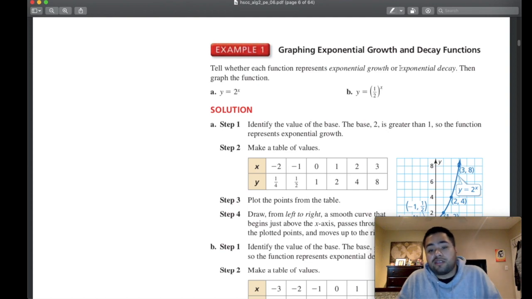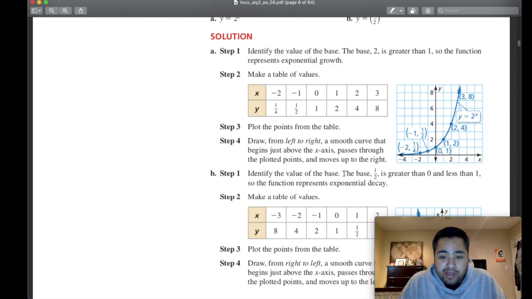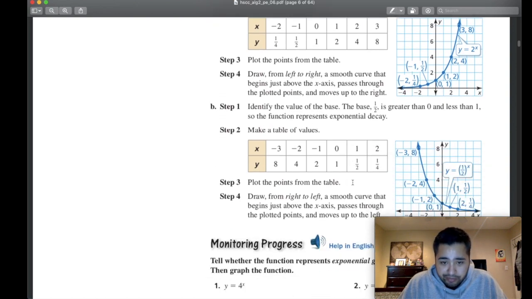Therefore, this is called an exponential decay function, right? We see that right here. Look at that. The base 1/2 is greater than 0 and less than 1. Therefore, this function represents exponential decay.